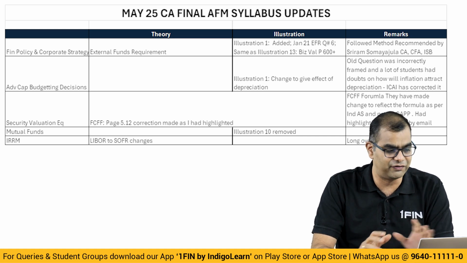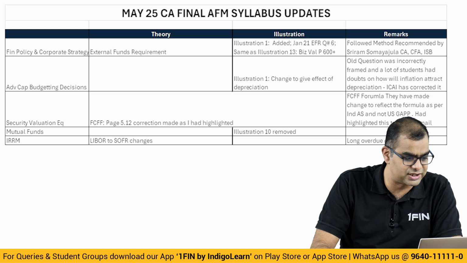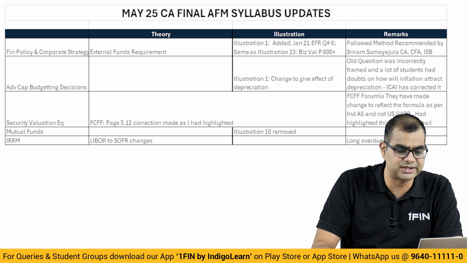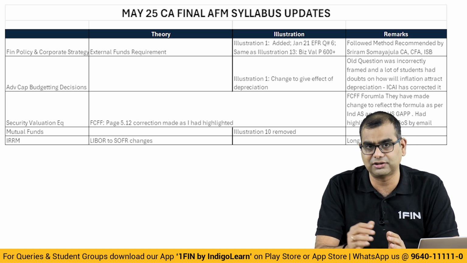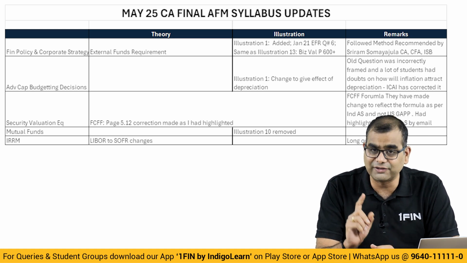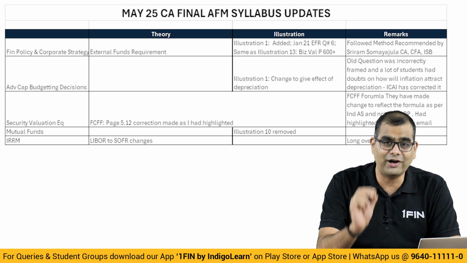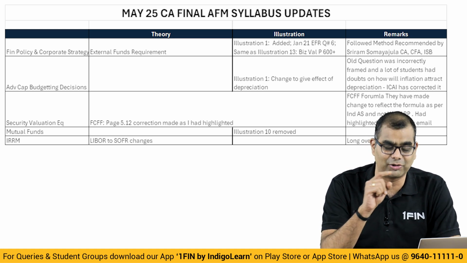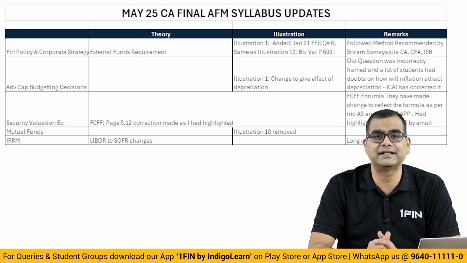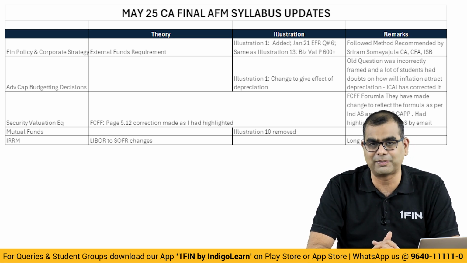Please have a look, but first please see, these are the 4 or 5 chapters where changes are there. First one is financial policy, corporate strategy, one particular illustration that is changed. Then advanced capital budgeting decisions, the first illustration, not the test your knowledge questions, but the first illustration. A lot of students had been raising the issue, sir, how is this possible? And I had told them at that particular point of time, I will show you that also, that the illustration is poorly framed and how you have to look at it.